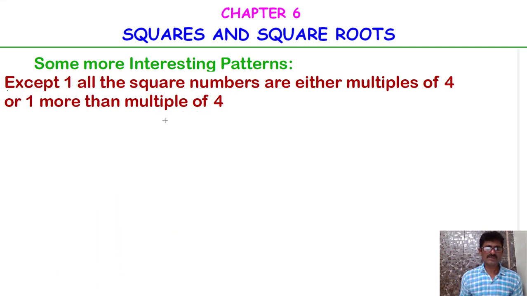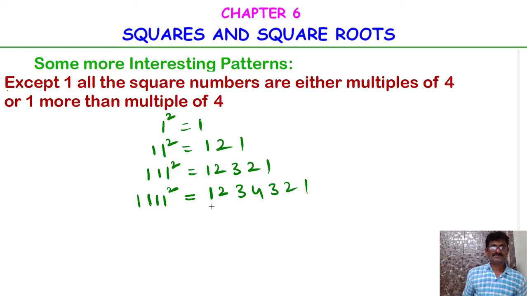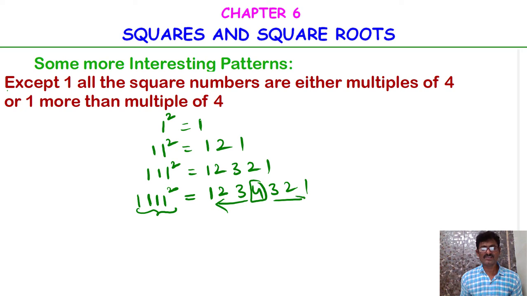We can take one more interesting pattern. We know that 1 square equal to 1, 11 square equal to 121, 111 square equal to 12,321. In the same pattern, if you write 1111 square, we can write this is equal to 1, 2, 3, 4 and then 3, 2, 1. Suppose if you want to find out 1111, that means here how many? We have 4 ones. So write 4 here, and before that you write 1, 2, 3, and after that you write 3, 2, 1.